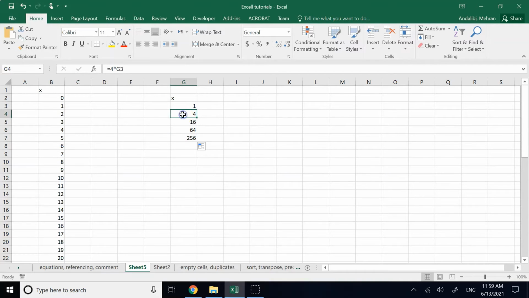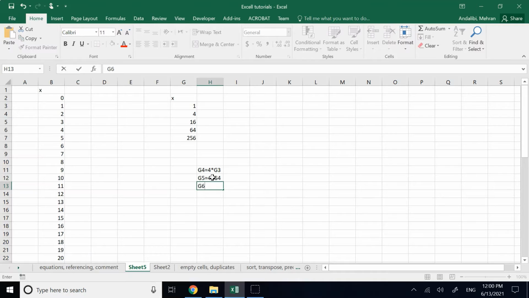It means when I inserted a formula here for cell G4 based on G3, when I try to extend it to the bottom cells, the same relation will update itself. So again, listen, I did this. G4 was equal to 4 times G3. When I go to the bottom cell, it updates the row number of these G's by 1. So this guy becomes G4 equals 4 times G4.